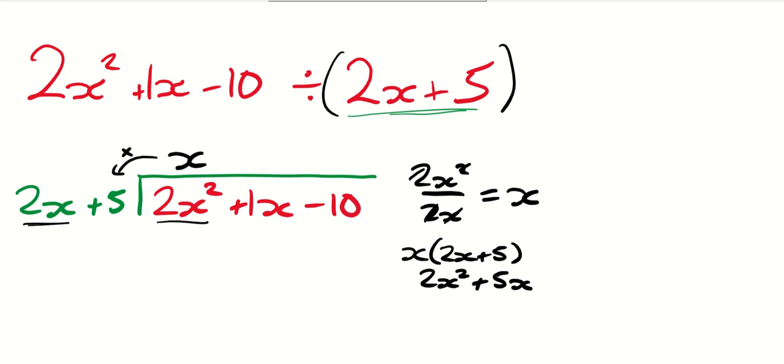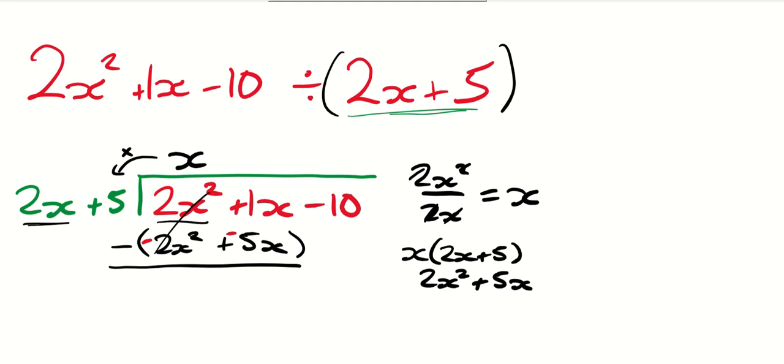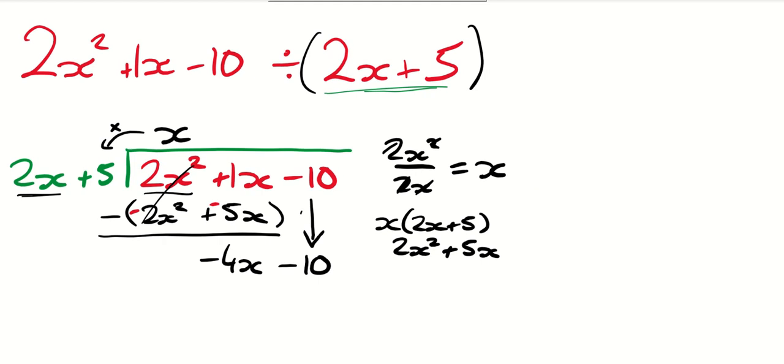Okay, this is all just rough work on the right hand side. So you take this answer, 2x squared plus 5x, and you're going to subtract that from this expression. So that means these signs will change, so it'll be a minus there and a minus there now instead. So 2x squared minus 2x squared, you'll have nothing. Then x minus 5x will give you minus 4x. Okay, so that'll be the next thing we're dividing with. Then you're going to bring down your minus 10. So you've got minus 4x minus 10.